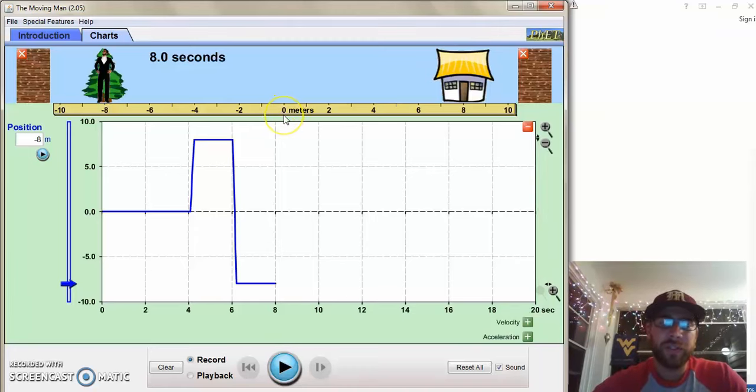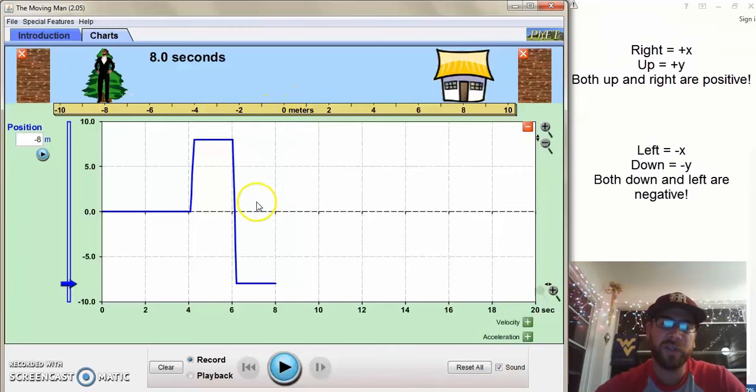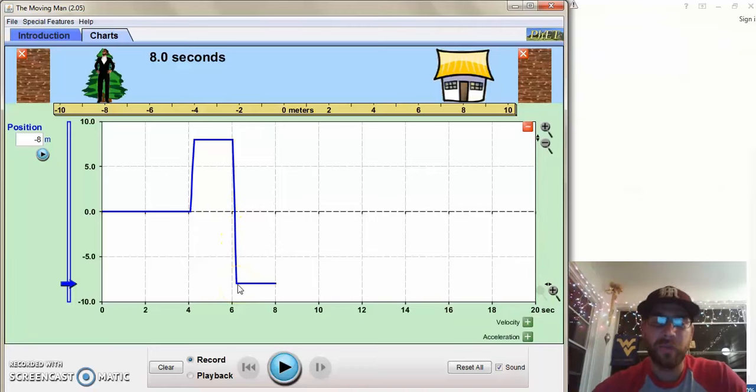In this class, we are going to say anything that is to the right or above the origin is a positive position, whereas anything to the left or below the origin is a negative position. So just because the line went down doesn't necessarily mean moving man moved down. He went to a negative position, which we said is to the left of the origin.